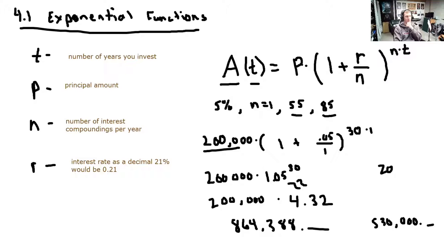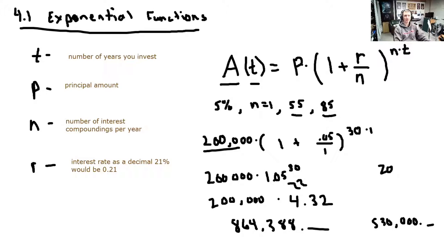Right, and welcome back. Last time we talked about section 4.1 on exponential functions. And at the end, we looked at this example of how much money you would have if you invested $200,000 for 20 or 30 years at an interest rate fixed at 5% with a compounding number of times of 1 per year, so not that many.